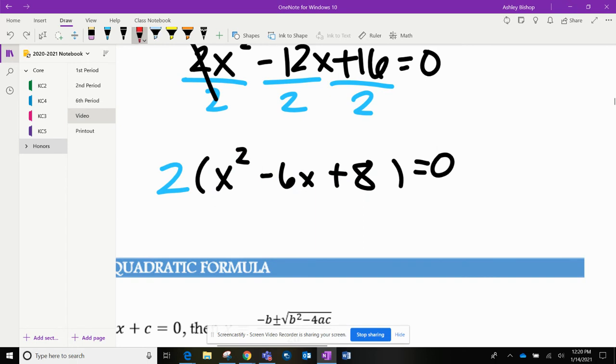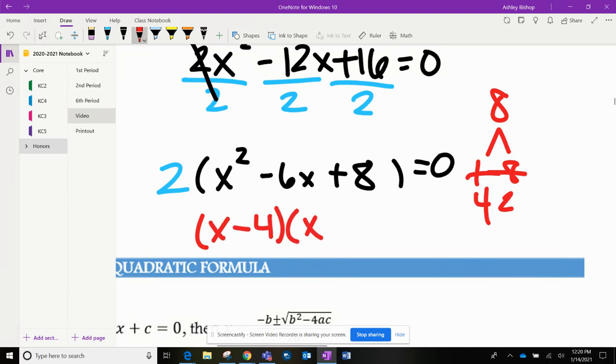So I'm going to find the factors of 8 that get me negative 6. I have 1 and 8 and 4 and 2. 4 and 2 is going to be what I want to work with. And I know that x minus 4 and x minus 2, because negative 4 plus negative 2 gets me negative 6. And then again, that equals 0. And don't forget your GCF of 2. All right, again, this part's not new. And so we know how to do this up until here.